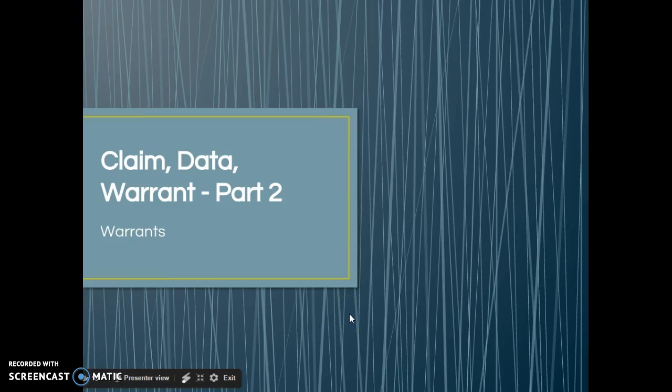Guys, as you may remember, recently I taught you about claim, data, and warrant, but we focused last time mostly on the claim and the data. Today I'm going to introduce you to the warrant.